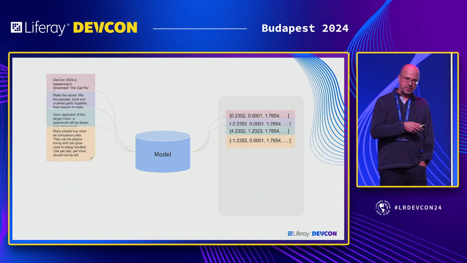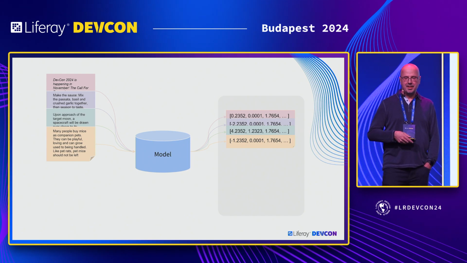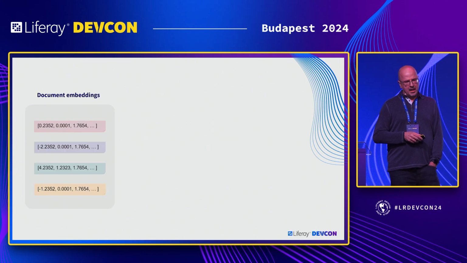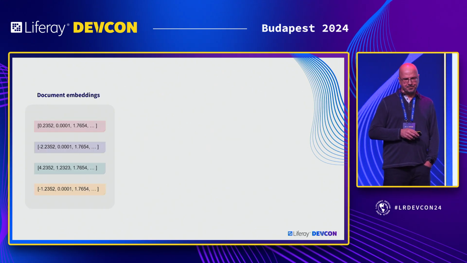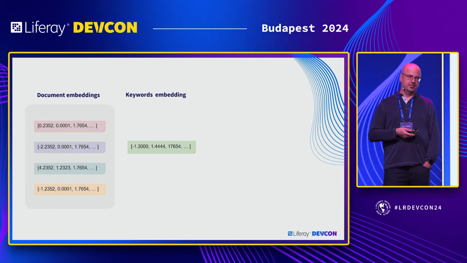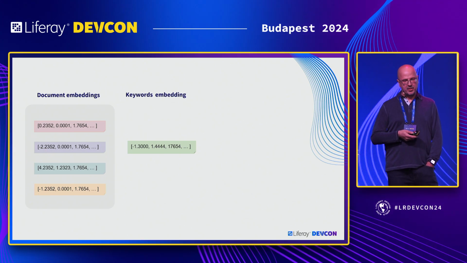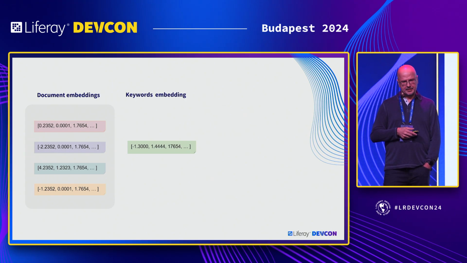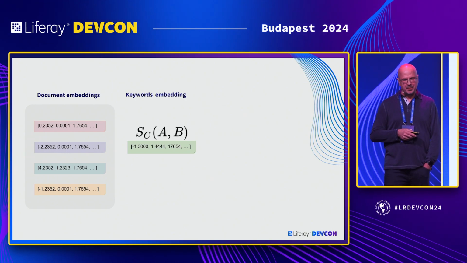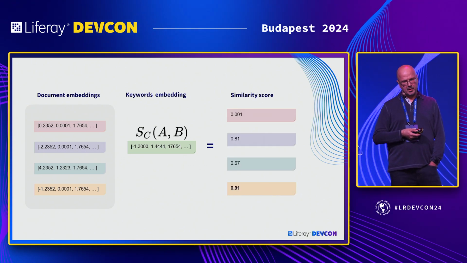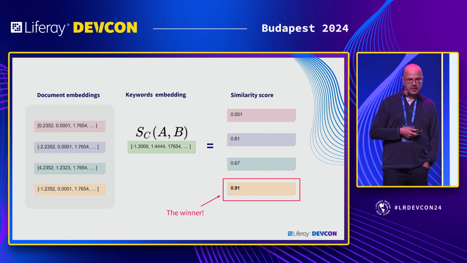We cannot compare apples with pears, so first we have to create an embedding for the keywords too. And now we have our document embeddings and the embedding for our keywords. The only thing to do is to find the best matching document embedding to our keyword embedding. We can use vector calculus for that, and typically, we use the cosine similarity metric for this. There are other metrics available too. We get a score for this calculation, and the highest score wins.